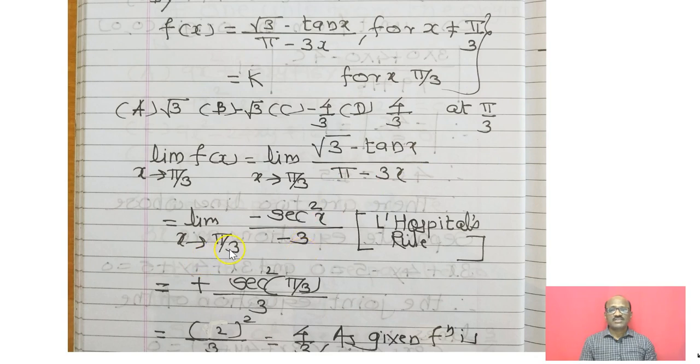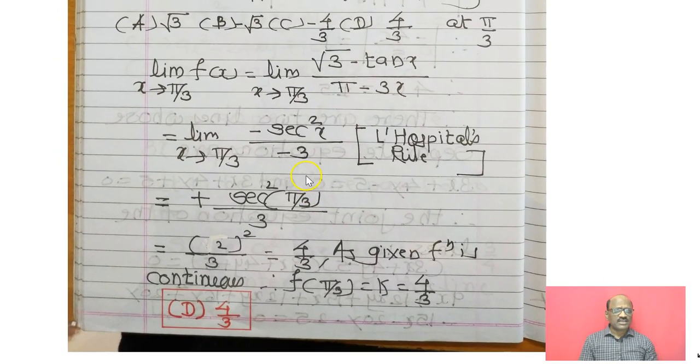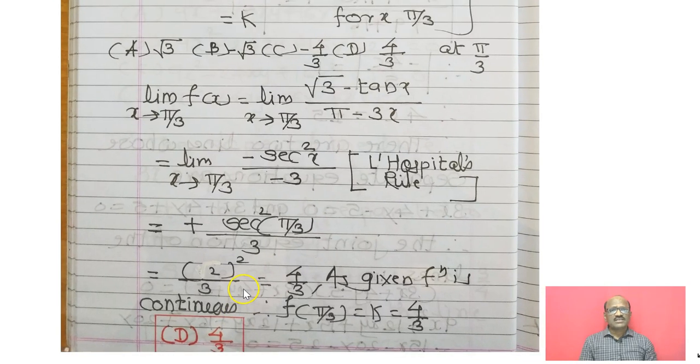Now as the limit x tends to pi by 3, what is sec square pi by 3? Its value is 2 square, which is 4, so we get 4 by 3, and hence option D is the correct one.